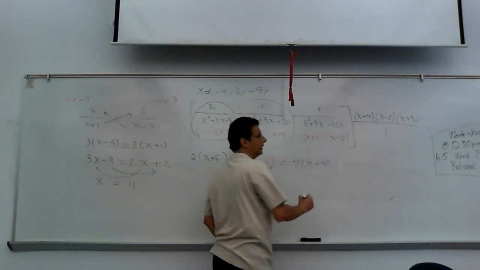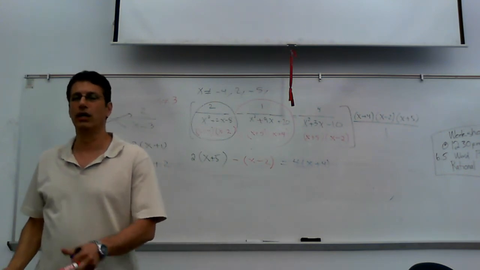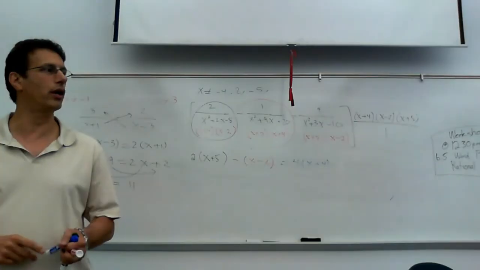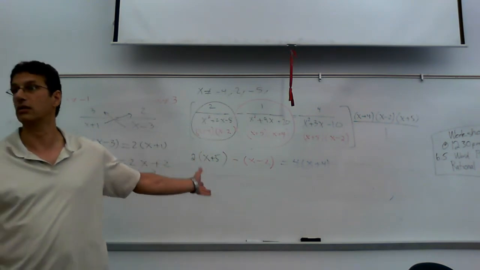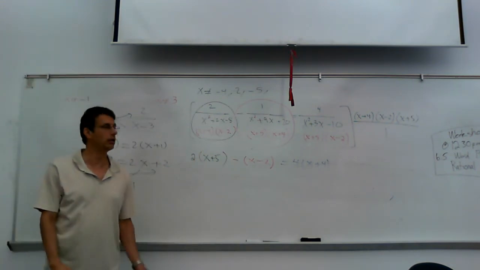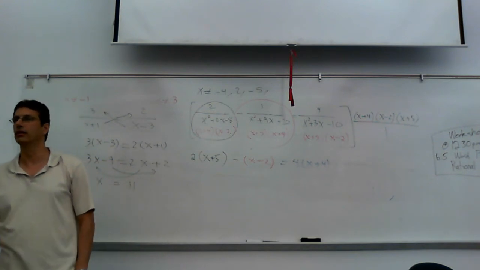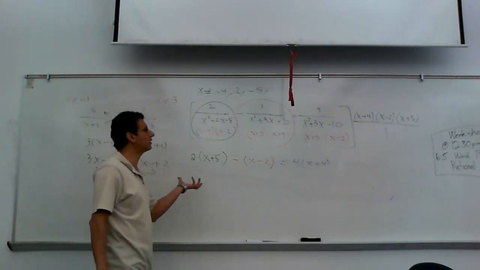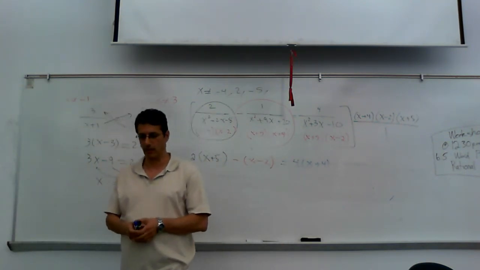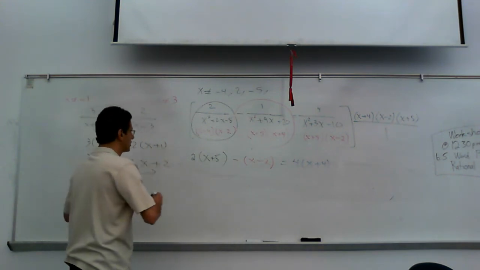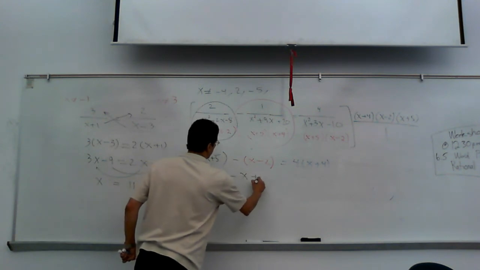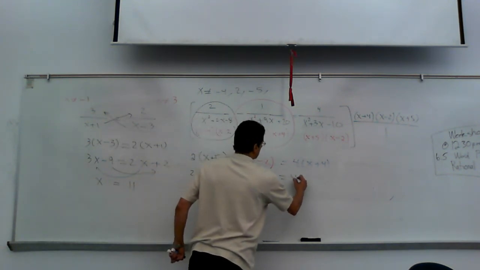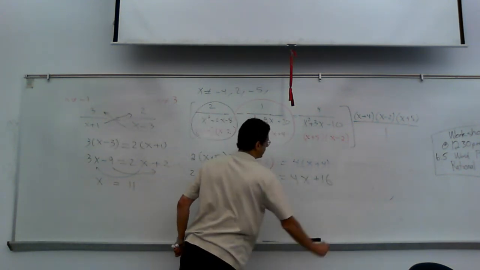So what have I done? I have changed a rational equation to a simple, a linear or quadratic, in this case it's linear, equation, and everybody knows how to solve that. Do you see how fast we get there? Multiply by the LCD. So let us quickly finish that. This is 2x plus 10, right class? Minus x plus 2, and this is 4x plus 16.